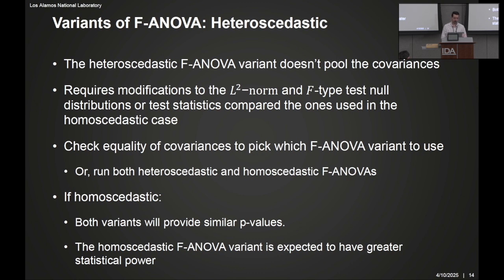So like I said, if it's homoscedastic, then great. Both variants will provide similar p-values. In the case that it is homoscedastic data, the F-ANOVA for the homoscedastic case will have slightly greater statistical power because you are pooling those covariance matrices. So if you have 5 groups and they all share the same covariance matrices, then great. You're pooling from 5 groups. You have a lot bigger sample size to estimate that covariance function.